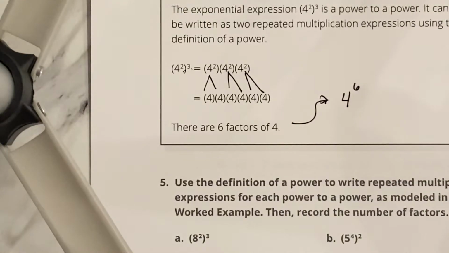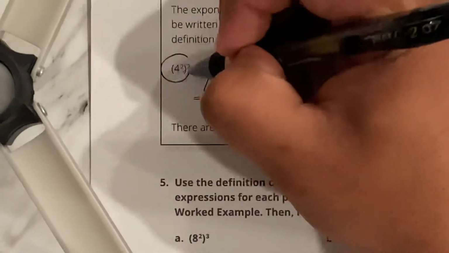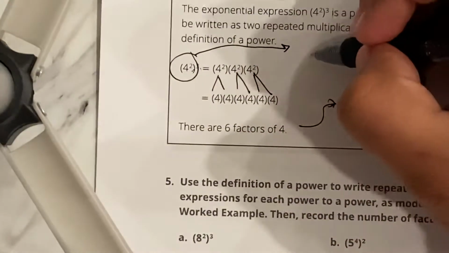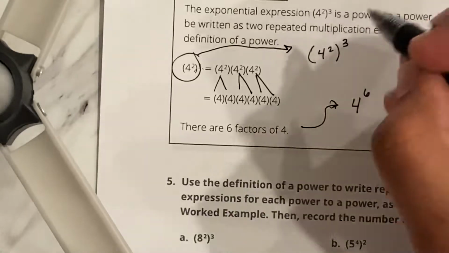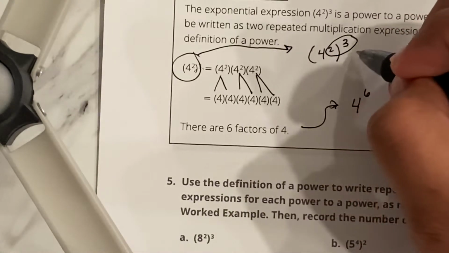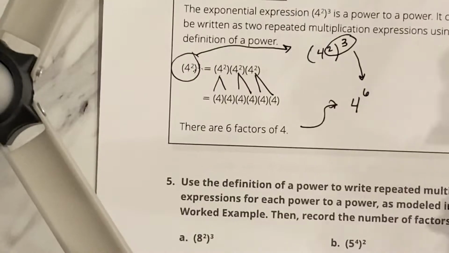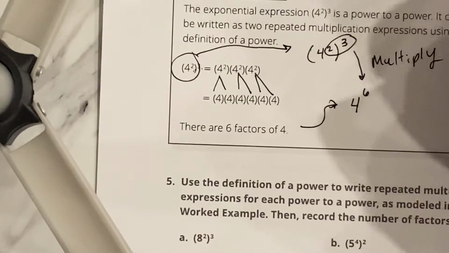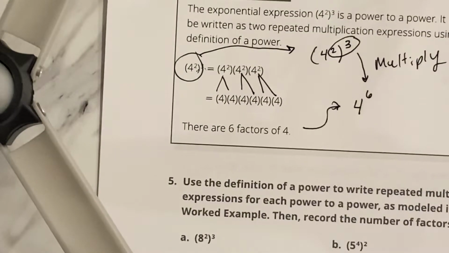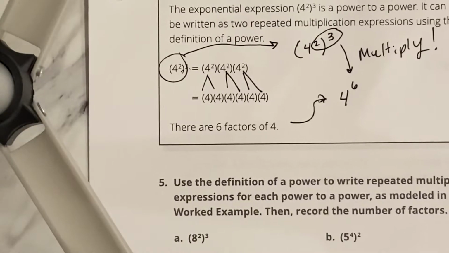Very interesting. How could I have done this a lot quicker? Well, if I already have 4 to the power of 2 to the power of 3, how did I get from 2 and 3 to 6? We multiply. Very quick and simple. Very, very cool. One of our favorite rules.